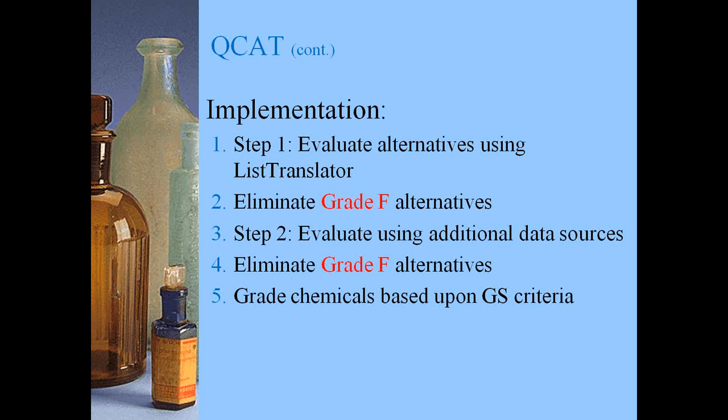So the process is you do the list translator, you look at all the lists, you eliminate any chemicals that meet the grade F alternate requirements, and I'll explain what those are in a bit. But basically, if a chemical has been proven to be high or very high for any of those criteria, it's probably going to be dropped out. But if you can't find any information on the list for the particular alternative you're looking at, you can then go look at the additional sources. If you find information that identifies it as grade F, then eliminate those from consideration. And then you have a pool that you can select from.